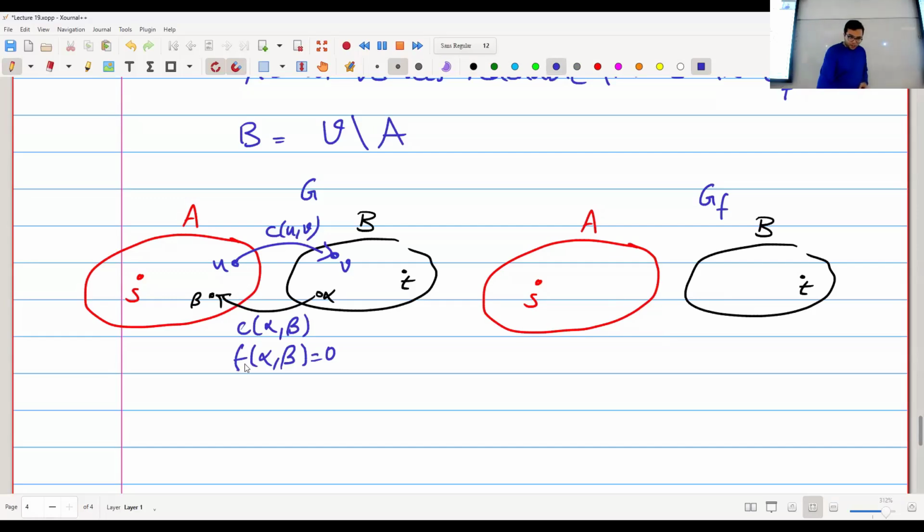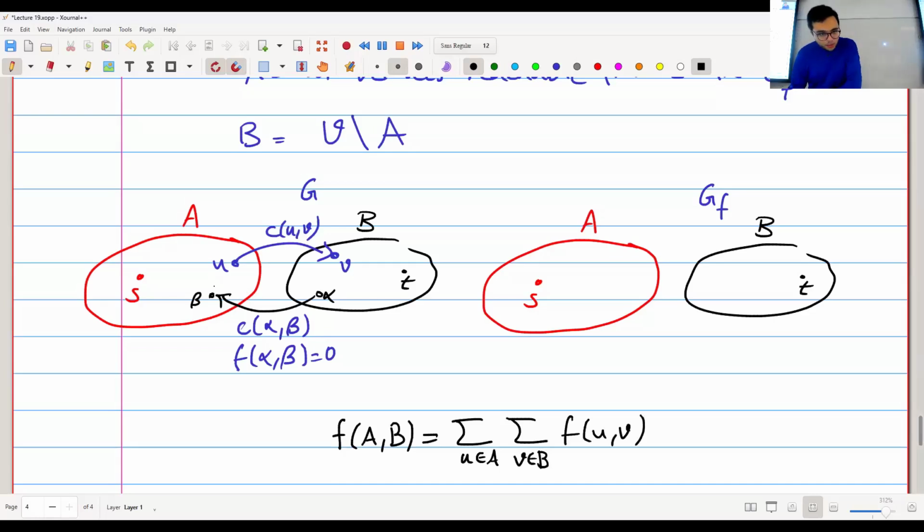Okay, so now what is the flow from A to B here? The flow from A to B is just the sum of every U in A, the sum of every V in B, the flow from U to V. But for these edges, I said that the flow was equal to the capacity. So instead of the flow, I can just write the capacity here. So this is the sum over U, the sum over V of the capacity of UV. But this is just the capacity from A to B.